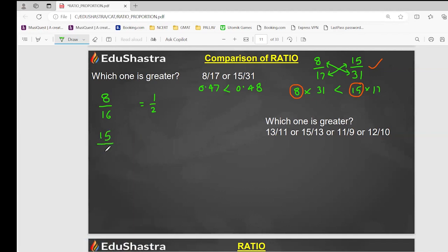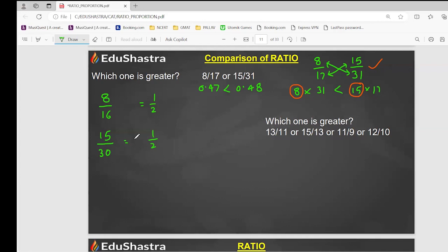15 by 30. This is again what? 1 by 2. Right? So now the two fractions are equal. 1 by 2, 1 by 2. Right? I suppose this is clear to everyone.